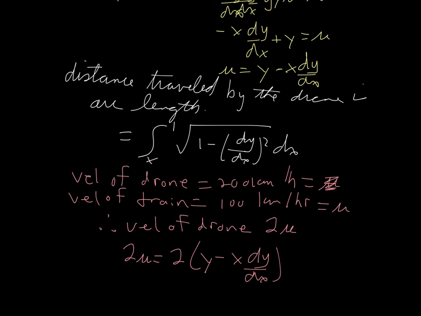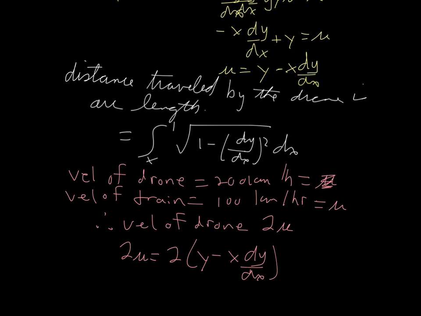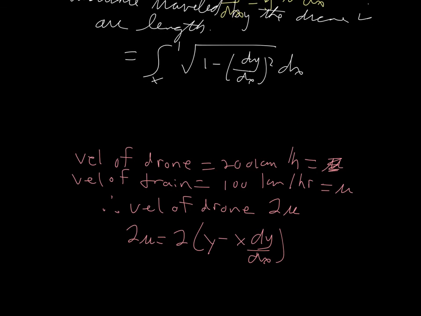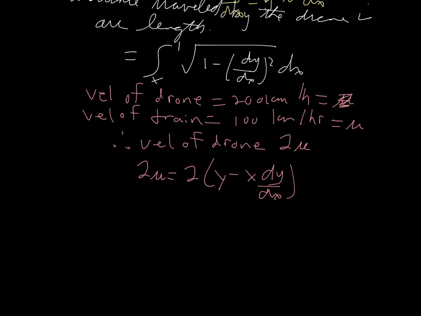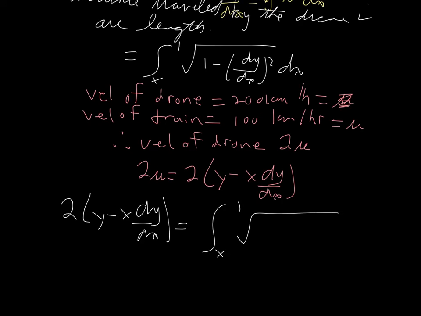Okay, and the very last thing that we're going to do now is, because that's the velocity of the drone, that's the path of the drone along that curve, we can now put that equal to the arc length formula. And we can say that 2 times y minus x dy dx equals the integral of x to 1 of this guy.